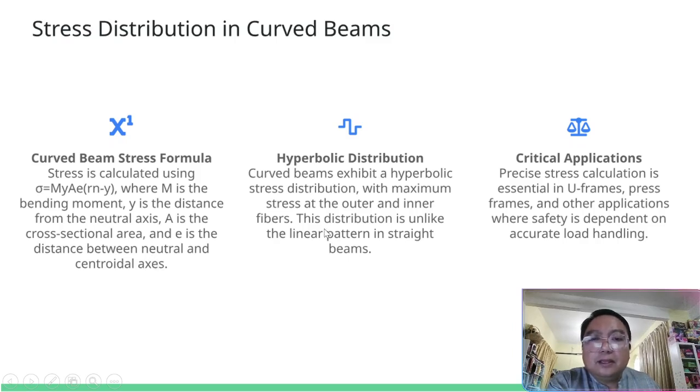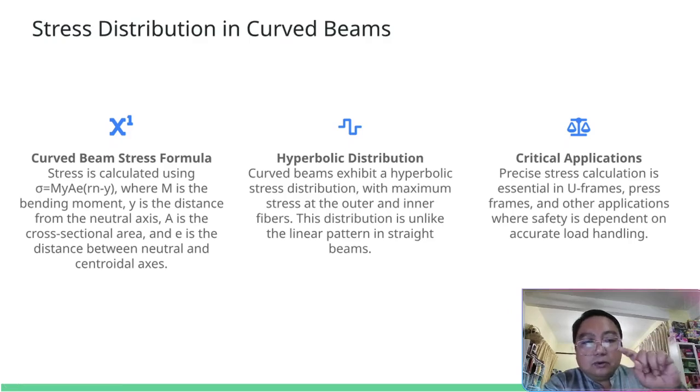Hyperbolic distribution. Okay. Curved beams exhibit hyperbolic stress distribution with maximum stress on the outer and inner fiber. The distribution is unlike the linear pattern in straight beams. Hyperbolic meaning that it goes up and down, up and down.